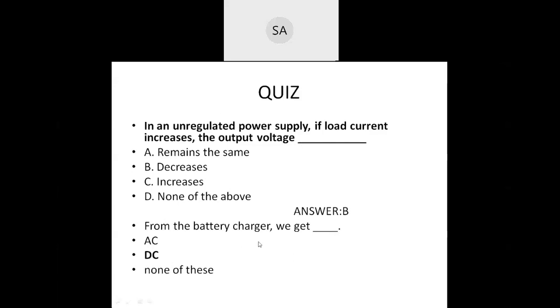From battery chargers, what do we get: AC, DC, or none of the above? Batteries also provide DC supply only. So the option is DC.